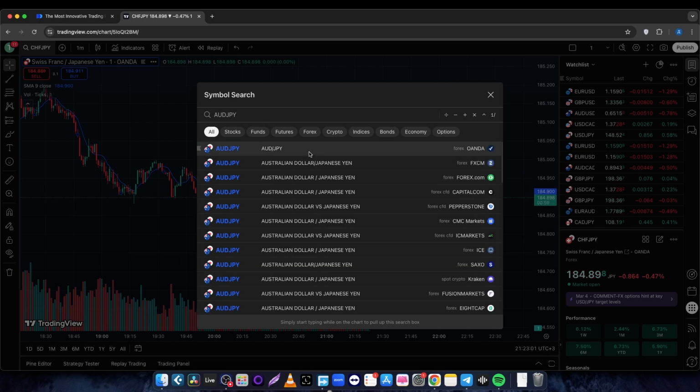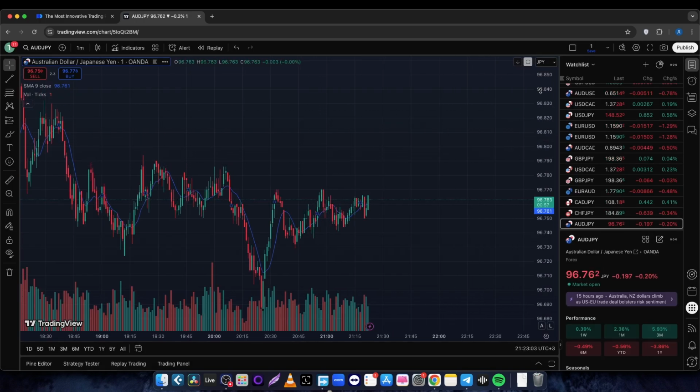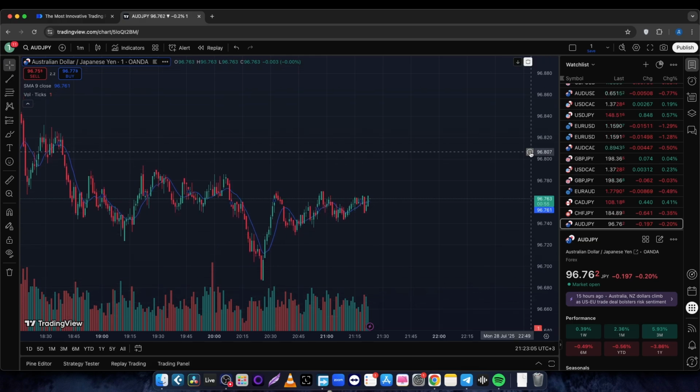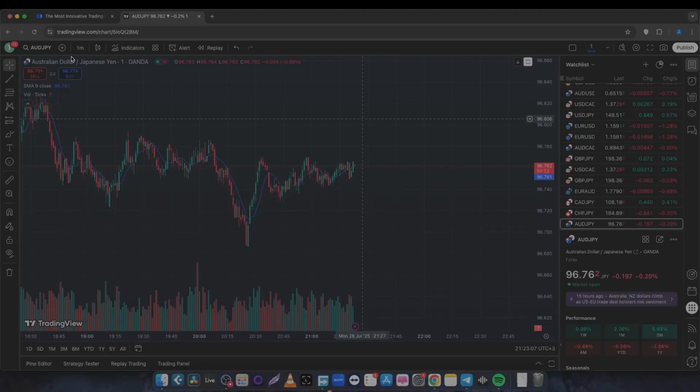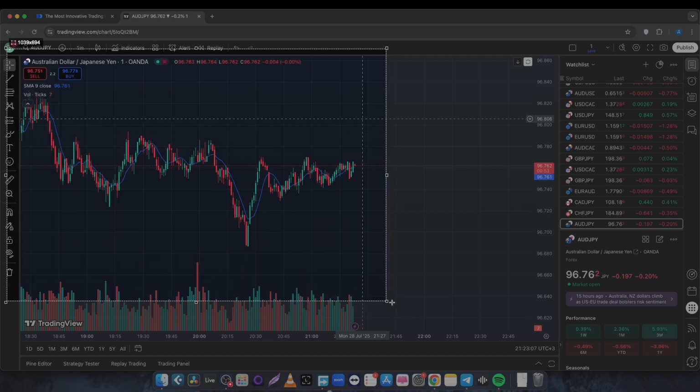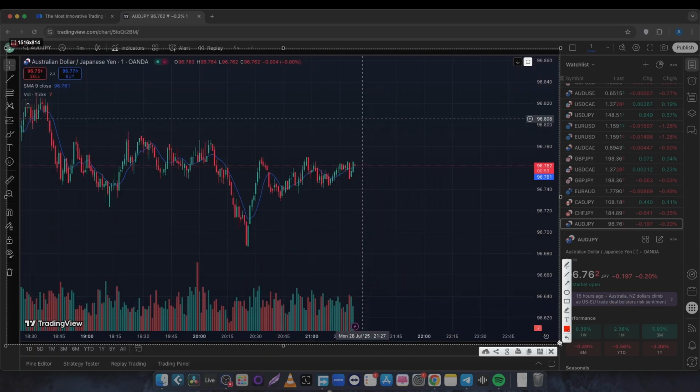Now on the TradingView terminal, I will conduct a technical analysis and show what logic is present in this trade. Let's find the currency pair Australian dollar, Japanese yen in the search bar. Let's take a closer look at the chart. Now I will mark the key support area and the resistance area.